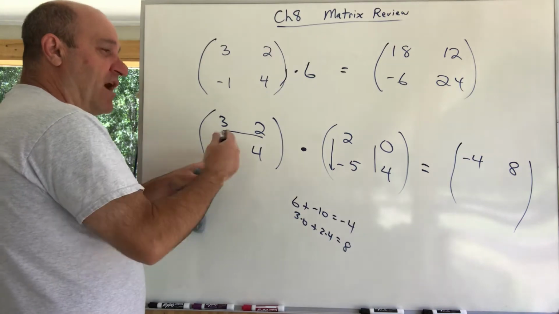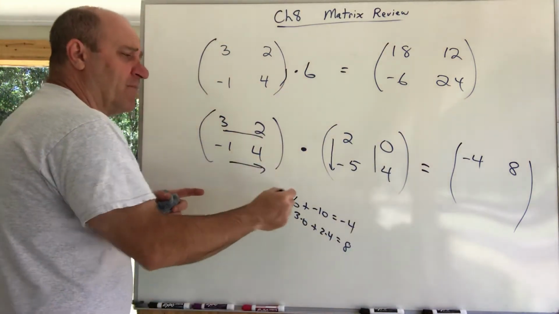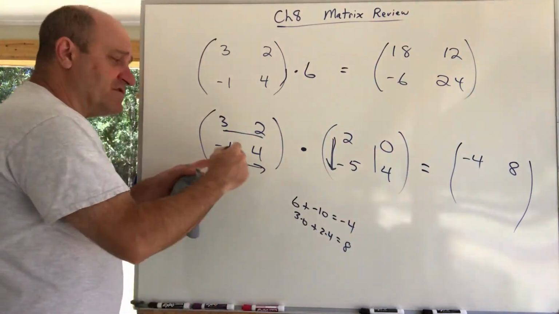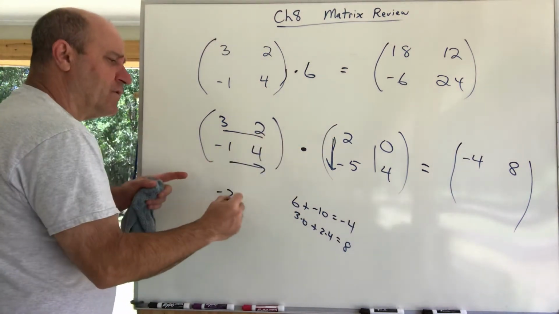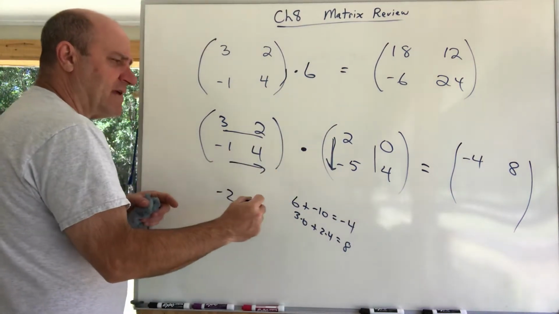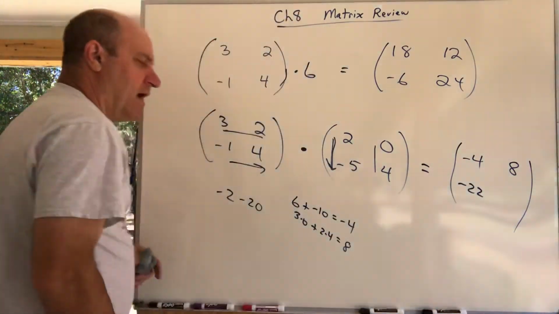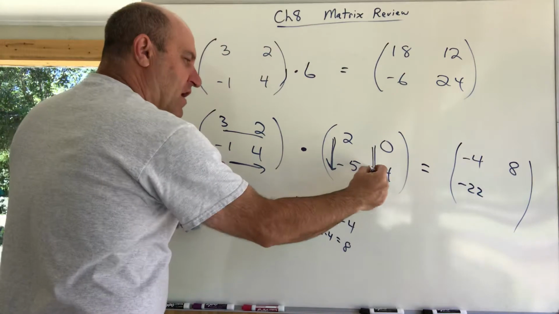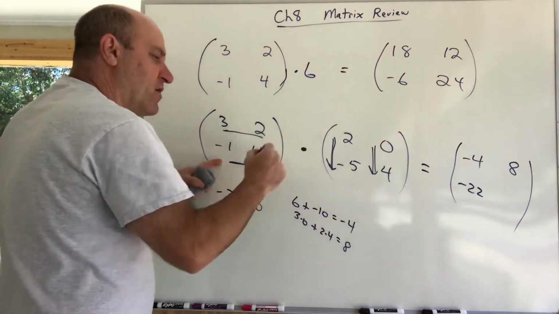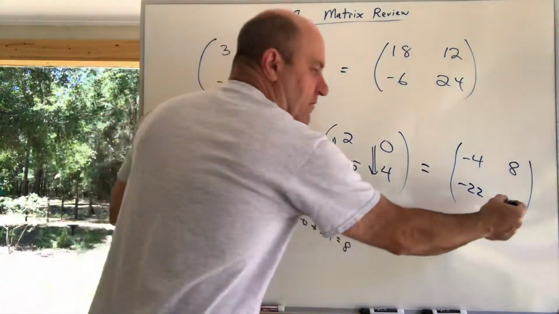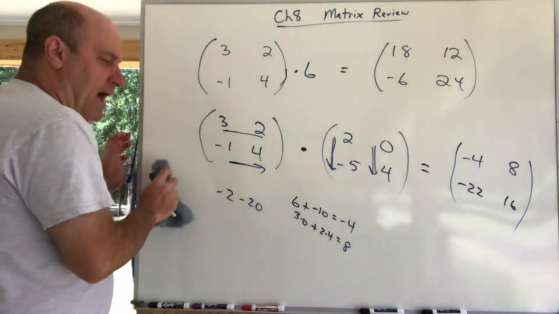Here we go. Then we're done with the first row. We took the first row times every column. Now we take the second row and multiply by the first column. And that goes in the second row, first column spot, of course. That's -2, -20, and we add that up. -22. Here we go. Second row, second column. That would be a 0 and a 16. We add that up. We get 16. So that's how you multiply matrices.